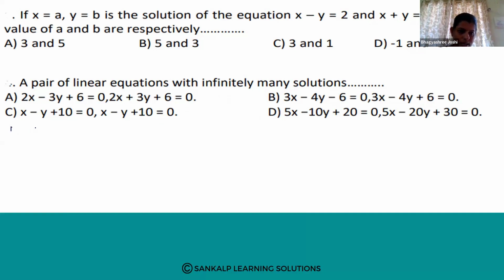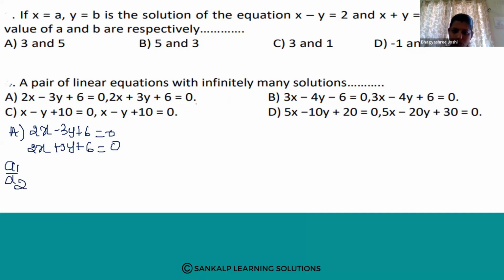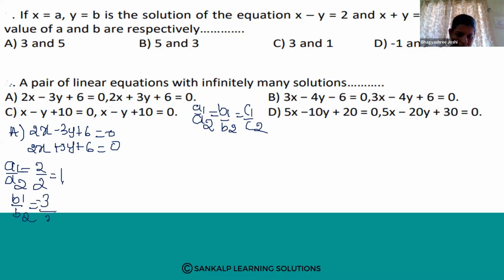First, check option A, that is 2x minus 3y plus 6 is equal to 0 and 2x plus 3y plus 6 is equal to 0. Compare A1 divided by A2. Okay. So here we need to get A1 divided by A2 is equal to B1 divided by B2 is equal to C1 divided by C2, means all ratios will be equal. So A1 is 2 divided by 2, that means 1. B1 divided by B2 is minus 3 divided by 3. 3 and 3 will get cancelled. You will have minus 1.